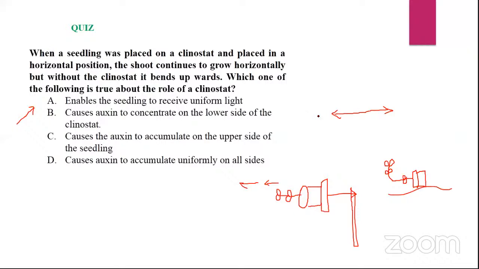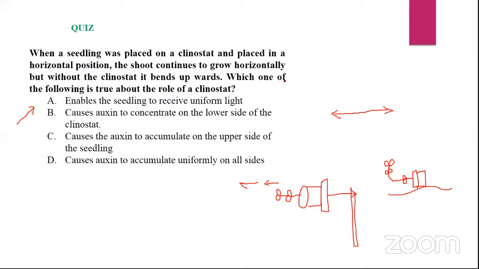Okay, thank you for that. Yes, but Tracy says it is C. Tracy says C causes oxygen to accumulate on the upper side of the seedling. Now, you may lower your hands.